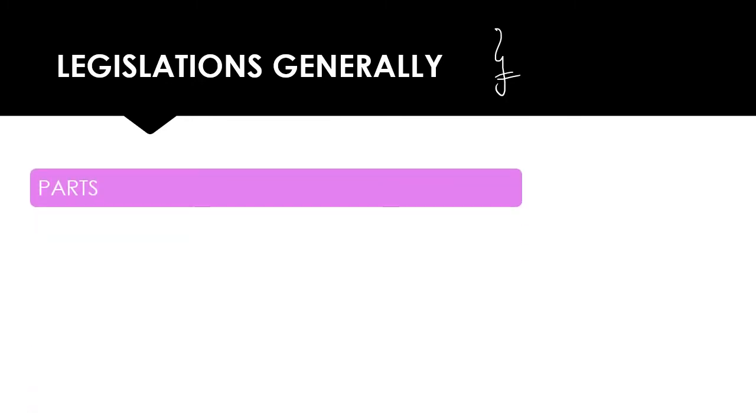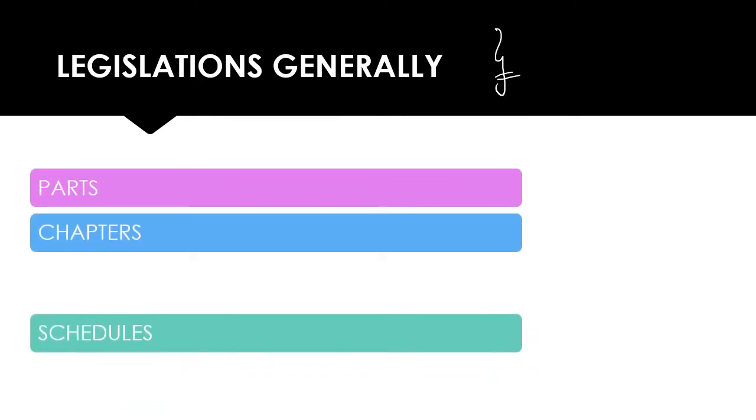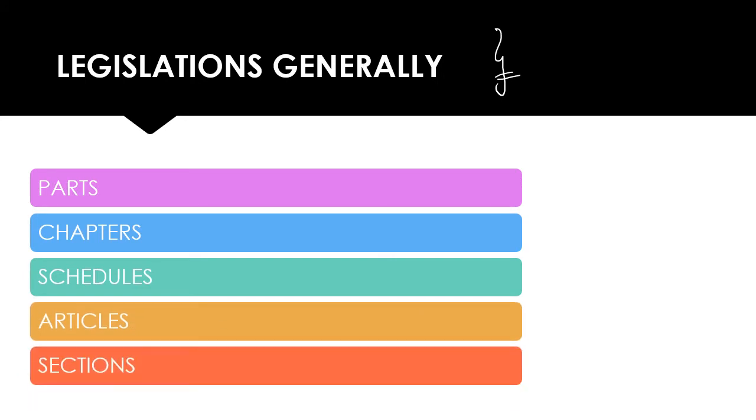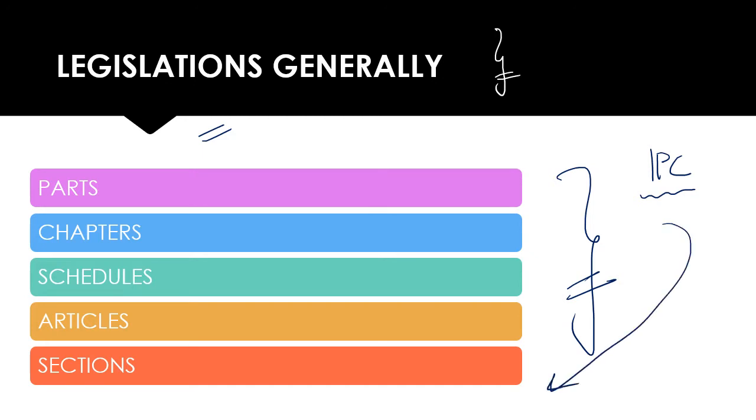So when we talk about legislations in general, then all of them are divided according to a scheme, and that scheme generally consists of parts, chapters, schedules, articles, or sections. It's not necessary that you would find all of these in a legislation, but perhaps you'd find a few of these across all legislations. For example, the Indian Penal Code is divided into sections. You'll also find chapters, but you don't really find parts in the Indian Penal Code.